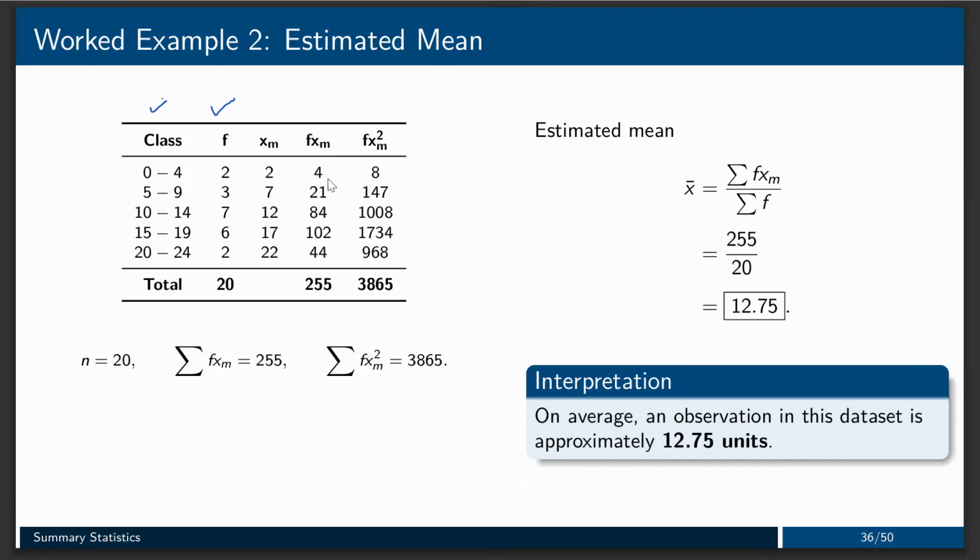So after finding the f times the x's, you sum all of them because you also need the summation of f times x. So now that we have the summation of f, which is n, and summation of f times x, we can find the mean. x bar equals summation of f times x over summation of f, 255 over 20, giving us 12.75. So the mean is 12.75.